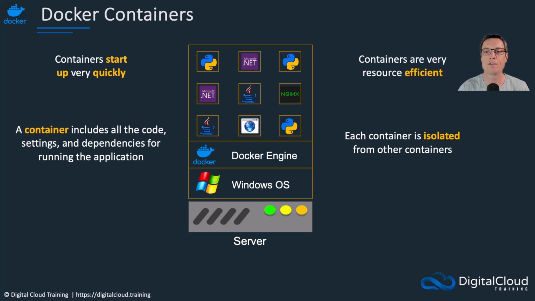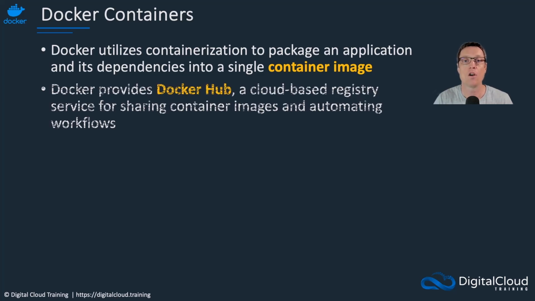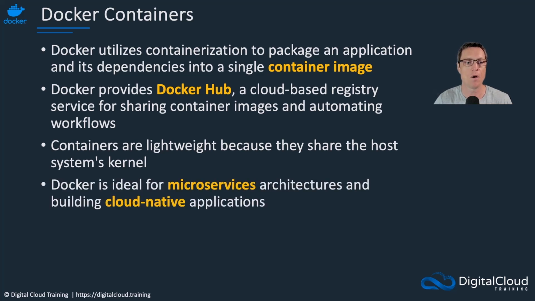So here we have lots of different containers, and they're all very resource efficient compared to virtual machines because we don't have that overhead of the operating system. So they use less resources and they start up much faster. Docker utilizes containerization to package an application and its dependencies into a single container image. Docker also provides the Docker Hub. That's a cloud-based registry service where you can store and share your container images and automate workflows for deploying those images. Containers are lightweight because they share the host system's kernel, so that part of the operating system, which of course utilizes quite a bit of overhead on the server itself.